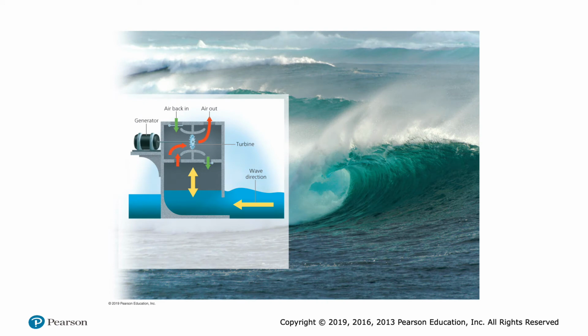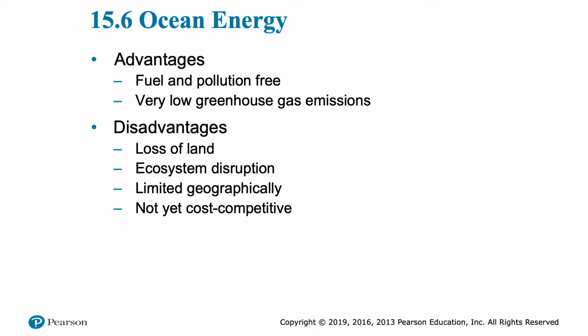Here's a look at onshore wave energy and the system that is created when waves move in and cause the water to move up and down in the lower chamber of the system. This will drive a stream of air past the generator turbine, causing the turbine blades to move and creating electricity in the generator. Advantages and disadvantages of ocean energy.